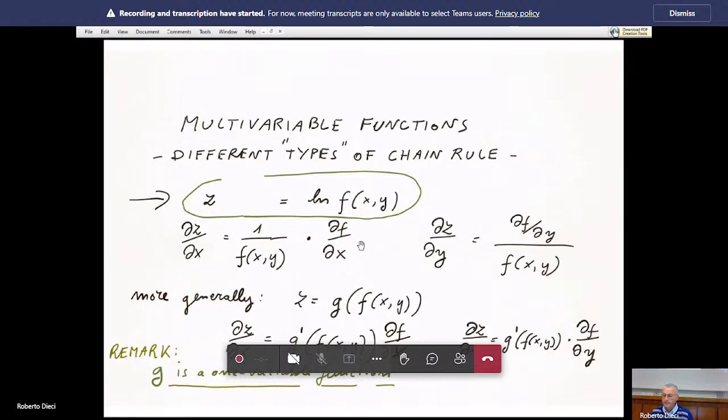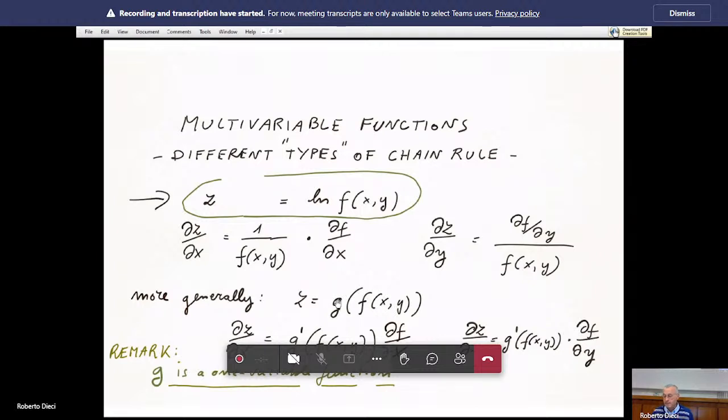Okay, so suppose that z is the log of f of xy. This is the most common type of chain rule. Z is a function of f of xy. Remember the structure here. The inner function, f of xy, is a 2-variable function, but g is a 1-variable function. So first I compute a 2-variable function, f. Then I transform, this is a number. Then I transform this number by g, and this is the resulting value for z.